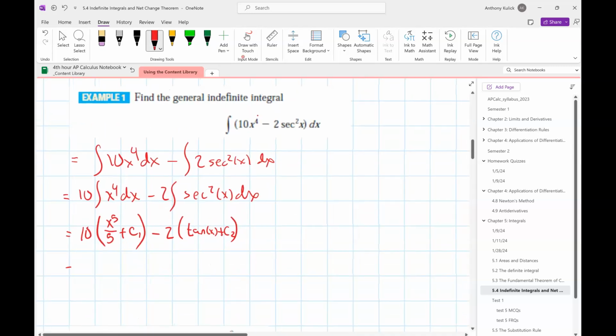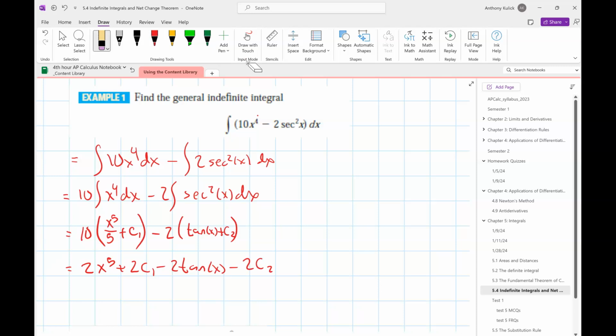So we've done the antiderivative. Let's distribute through our constants. Everybody's okay there? And now what do I get if I do 10 times C1 minus 2 times C2? Yeah, just going to be a new constant, right? So we'll just put a plus C on at the end.